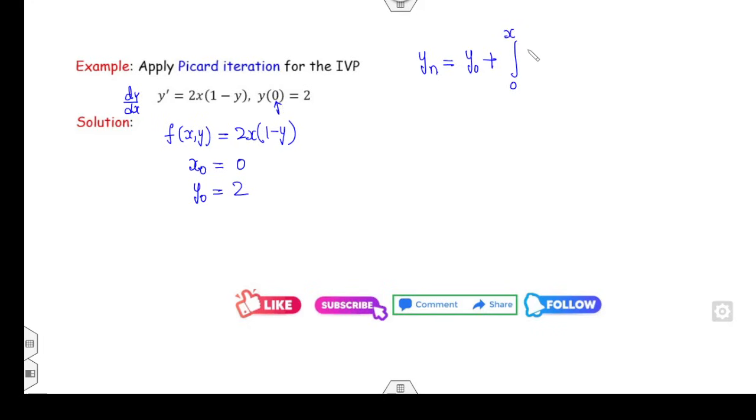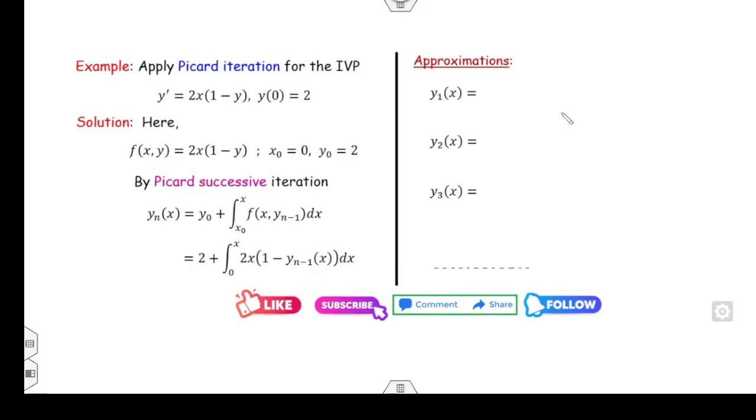The integral from 0 to x of f of x comma y of n minus 1. Fine. I can substitute y naught as 2. Find what f is: 2x(1 minus y of n minus 1). Fine. So let's start with the first approximation. So y1 is 2 plus the integration from 0 to x of 2x. What is the value of y naught? Y naught is my 2. So 1 minus 2 is my minus 1.